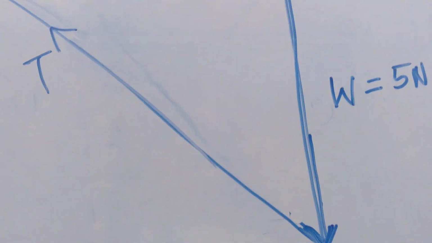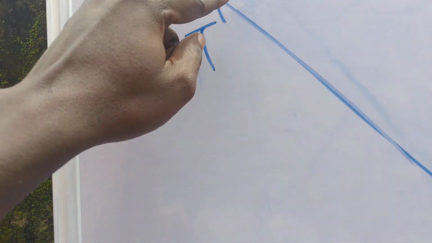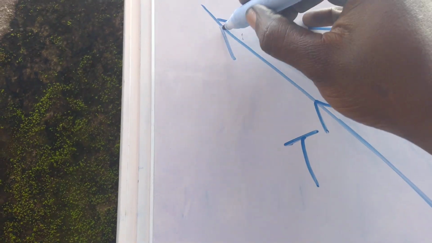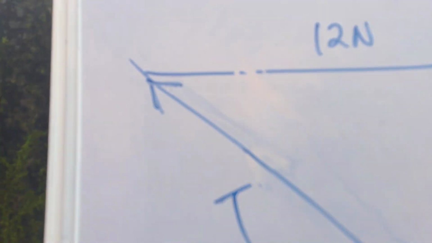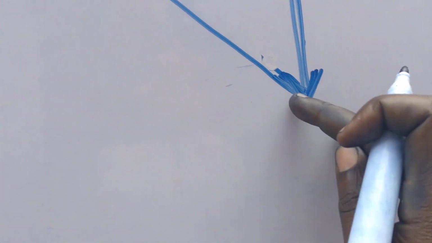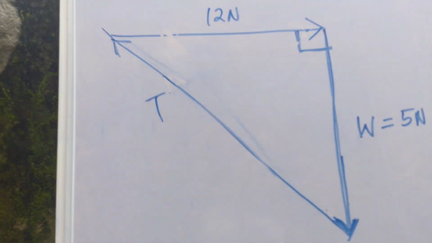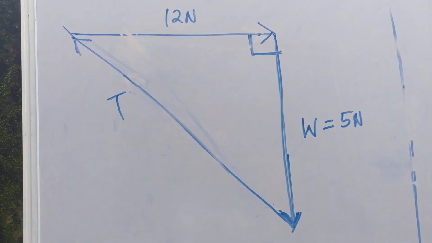This is the tip of this. This is the tip of this other one as well. It should be here. Okay, that is tip to tail, tip to tail. Okay, so what we do now, we just simply use Pythagoras rule.